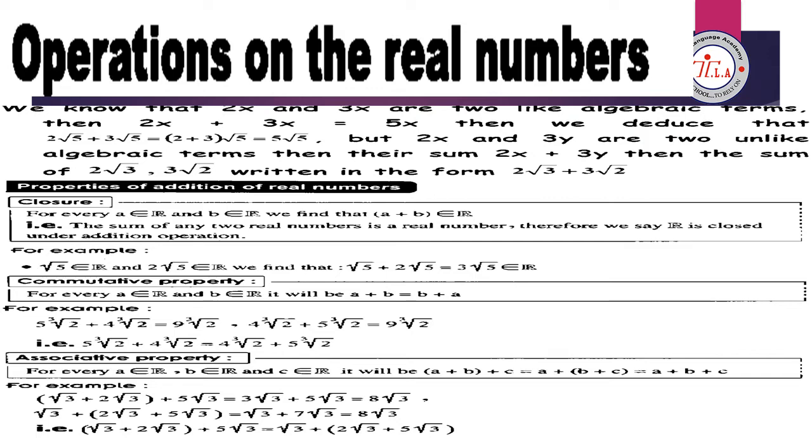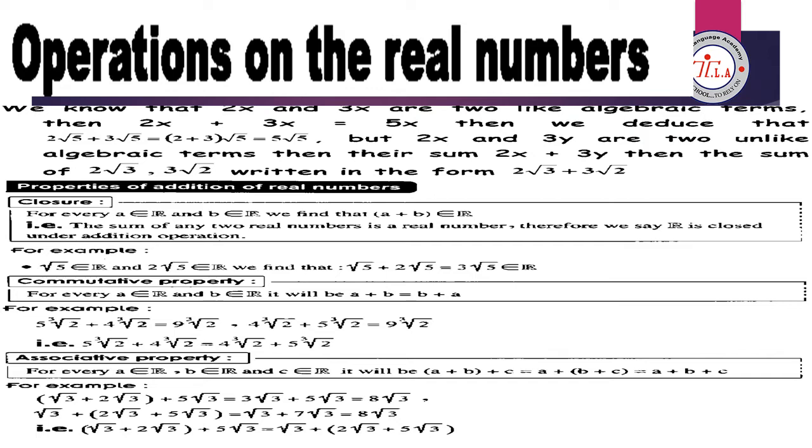We will take now properties of addition of real numbers. Property number 1, closure. What's the meaning of closure property? If we have a plus b, and we add a plus b, the result will belong to R, as the result is a real number. Property number 2, commutative property.